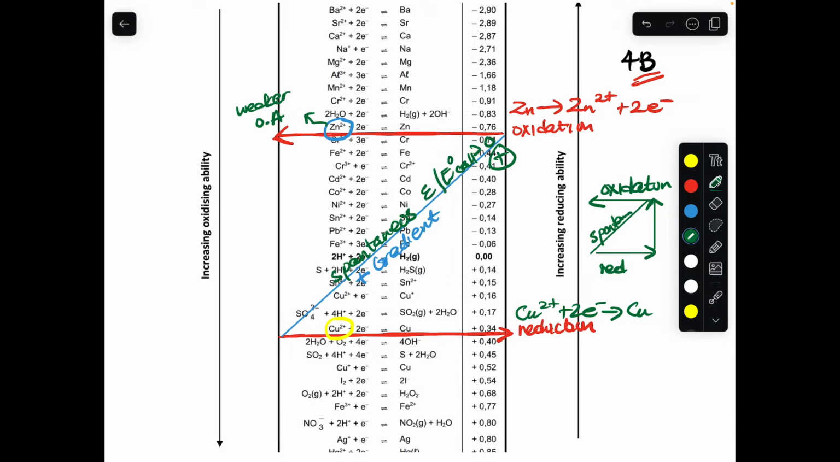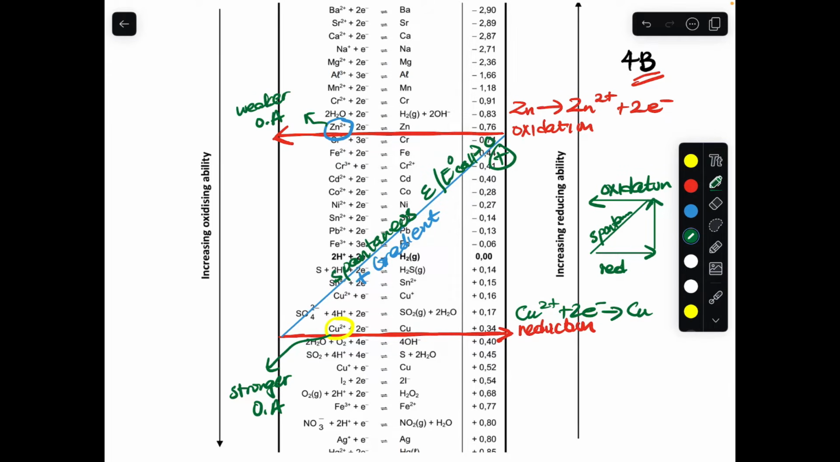Let's look at the copper ion. The copper ion, since it's at the bottom, and from top to bottom there's an increase in oxidizing ability, we'll say it's a stronger oxidizing agent than zinc, right?